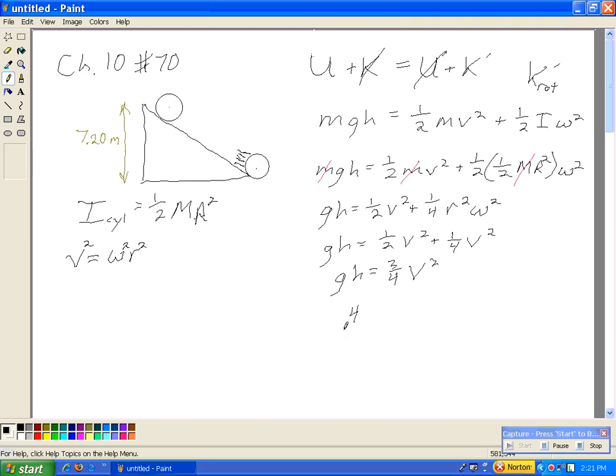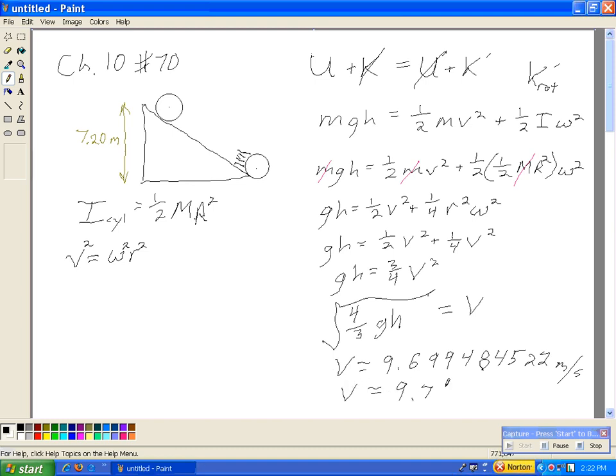Solve for v: 4/3 gh. Square root the whole thing equals v. G is 9.8 meters per second squared. The height is 7.0 meters. So velocity turns out to be 9.6994852 meters per second. They only gave us two significant figures, so the velocity is 9.7 meters per second.